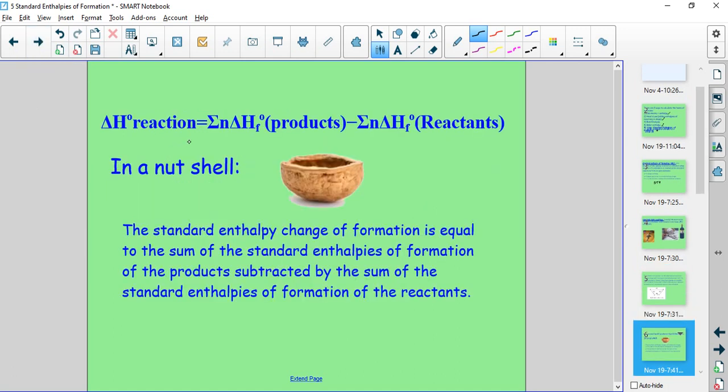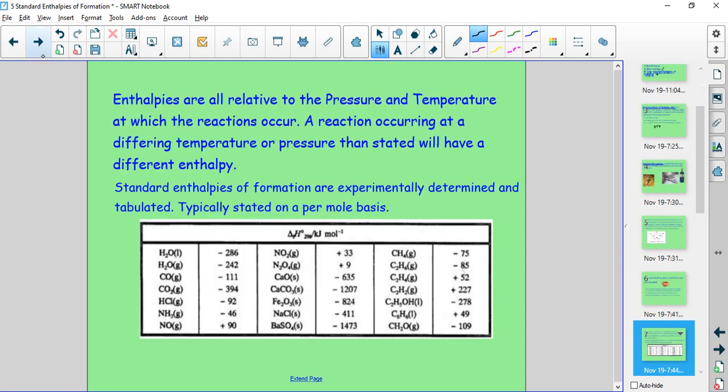All right, in this much faster, more efficient way of calculating enthalpy, all you're using is tabulated results, and in a nutshell, it is the sum, including moles, of all of the products' standard enthalpies of formation, subtracted by the sum of all of the standard heats of formation of your reactants, considering moles as well, and we'll do a few examples now.